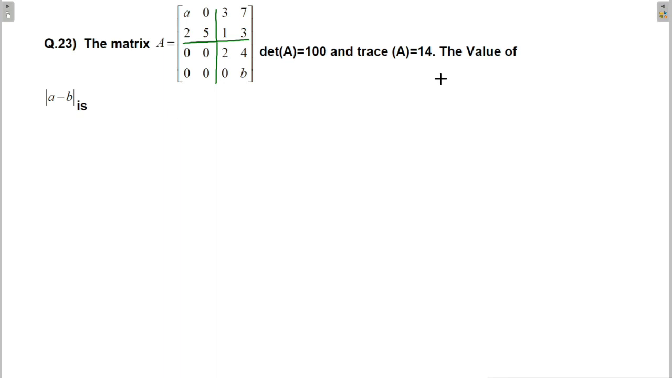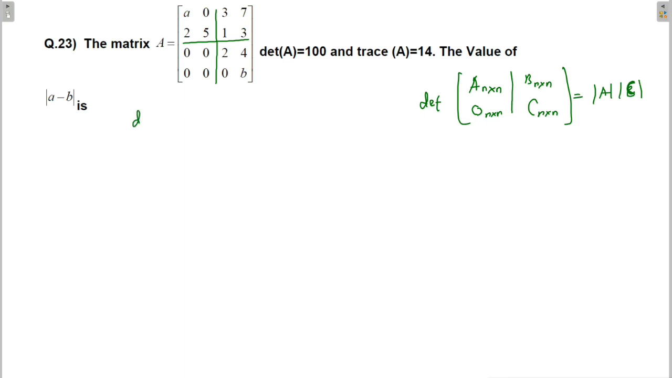This is of the form: A n cross n, B n cross n, 0 n cross n, C n cross n. The determinant of this matrix is simply determinant of A into determinant of B. Right? By using this formula, given determinant of A is 100, you find the determinant of this value into determinant of this value.